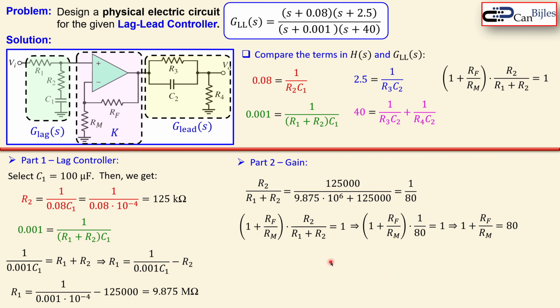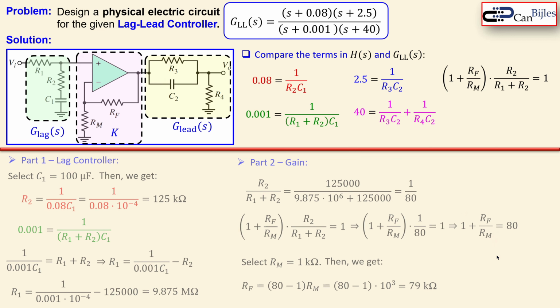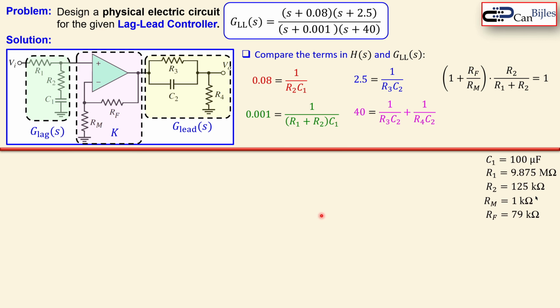Now, in here is also freedom, so you can make a ratio here in order to get that 80. So you can say RM is, for example, 1 kilo ohm, just one selection. And then RF will be 80 minus 1 times the value we have chosen for RM, and you get in this case 79 kilo ohms. So also the gain stage is done. Now the remaining 3 components, part 3.